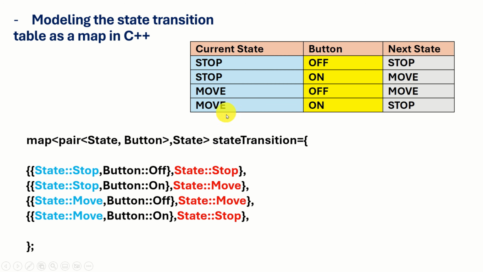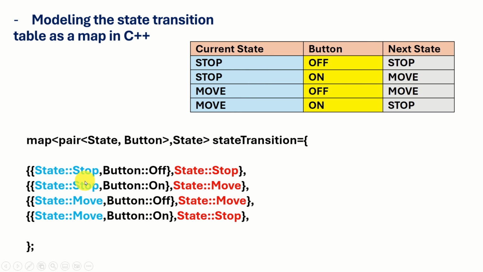For example, these are these two columns of this table. And the next thing that we have is the next state. That is, this part over here represents the current state and the button, and this part over here of our map consists of the next state. And over here we can simply give the name of our state transition object, and over here we can initialize. That is, we will simply enter this table over here.